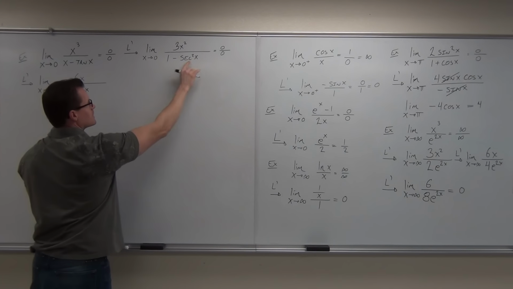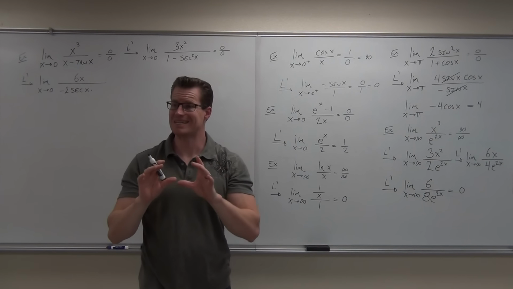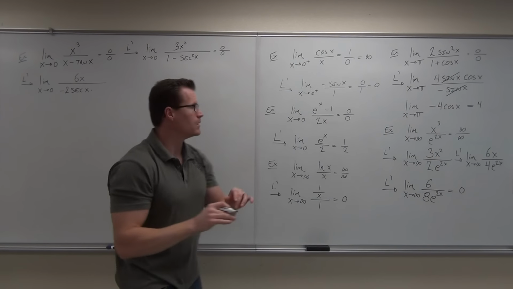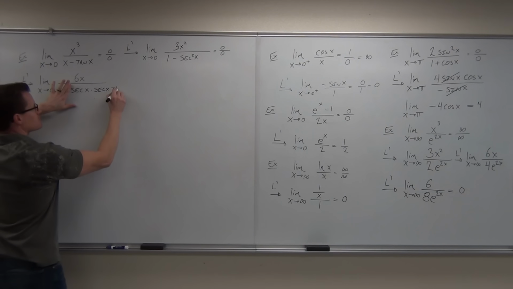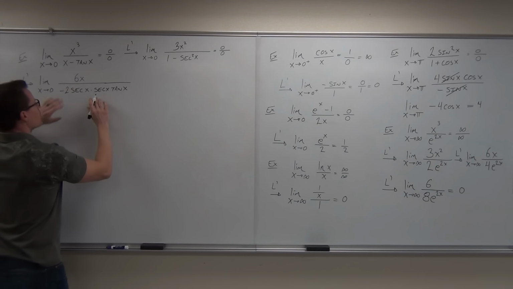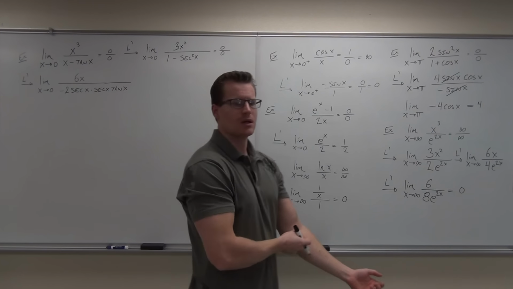So negative 2 secant x times the derivative of the inside, which is our secant x. Are you with me? So we bring down the 2, that's negative 2 secant x. Derivative of secant x is secant x tangent x. Are we going to get secant squared again? Yeah, we're going to simplify it.